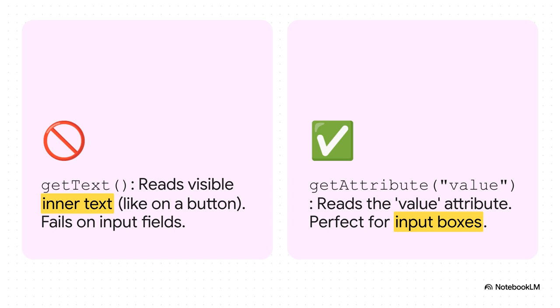Let's say you double-click a button that copies the word welcome into a text box. Your first instinct might be to verify this using .getText on the input box, but it will come back empty. Why? Because .getText only reads the visible inner text of an element, like the label on a button. For an input box, the text you actually see is stored in its value attribute. So the correct method here is .getAttribute value. This is a really crucial distinction to remember.